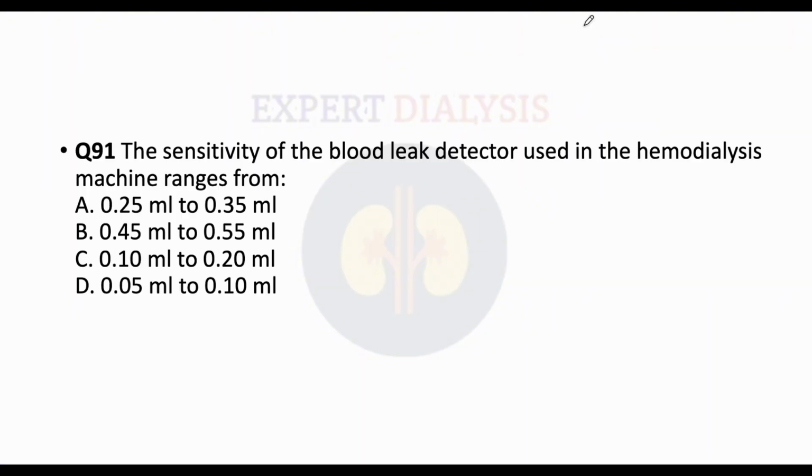So let's begin. The first question says, the sensitivity of blood leak detector used in hemodialysis machine ranges from. Here we have 4 options. Option A says 0.25 ml to 0.35 ml. Option B says 0.45 ml to 0.55 ml. Option C says 0.10 ml to 0.20 ml. Option D says 0.05 to 0.10 ml. So the right answer will be option A.